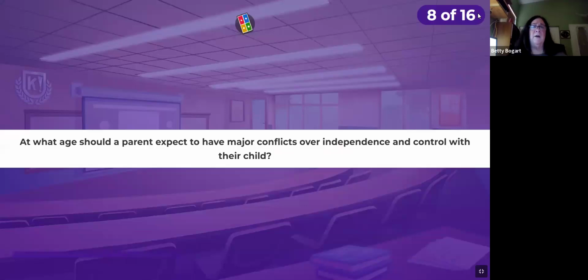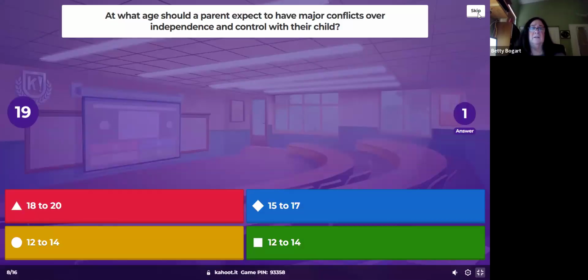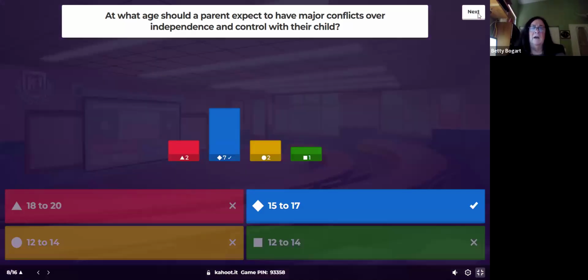At what age should a parent expect to have major conflicts over independence and control with their child? When I had my kids, they were both teenagers. I was a single parent at the time, and my boy was older than my girl, 17 months apart. And it was difficult holding on. As I always say, having teenagers as a single parent is like a roller coaster. Just hold on tight and just love them hard.